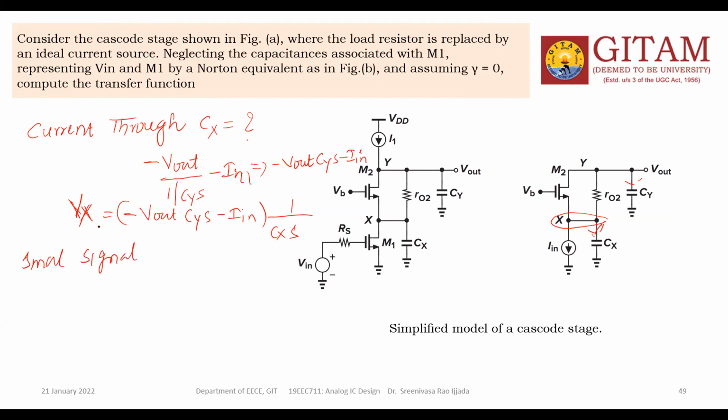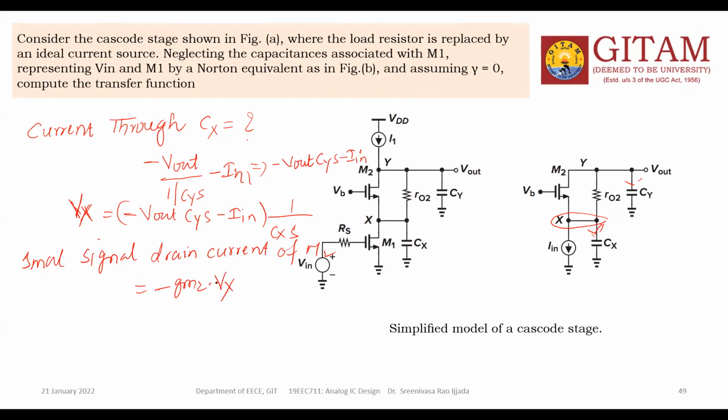Small signal drain current of M2, I want. So I think you can write the small signal current to the M2 is equal to, whose transconductance is how much? So gm2, of course, minus, is multiplied with Vx.